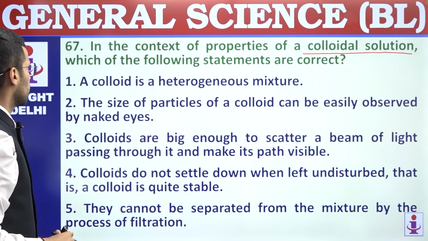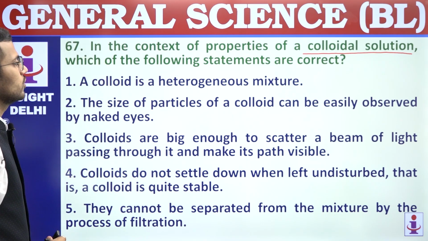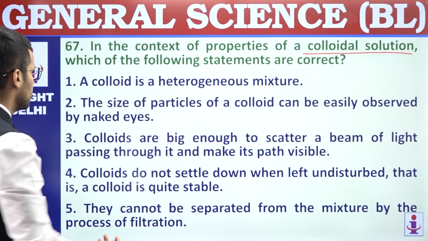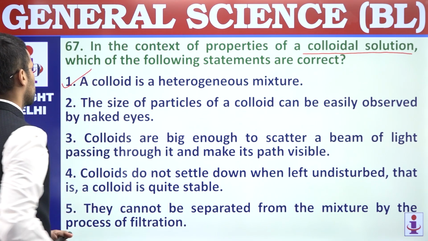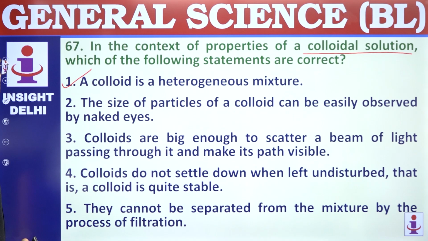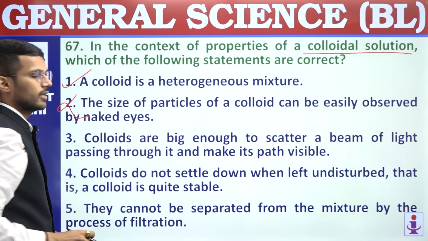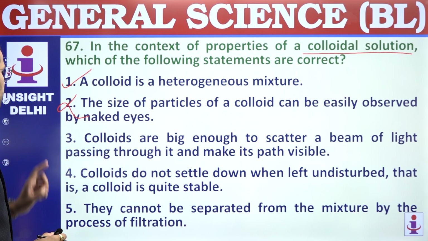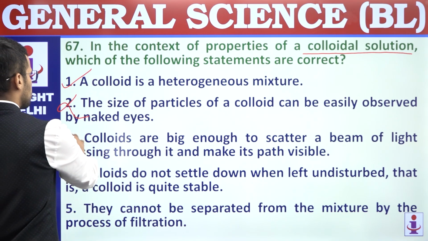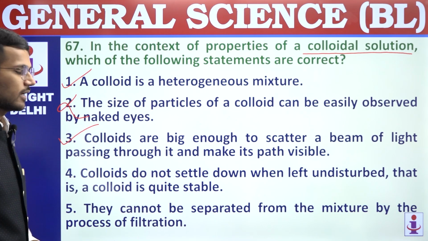First, a colloid is a heterogeneous mixture, right? So it is a heterogeneous mixture, correct property. Second, the size of particles of a colloid can be easily observed by naked eye. We cannot observe the size of the particles of a colloid, and that's why the second statement is incorrect. Third, colloids are big enough to scatter a beam of light passing through it, making its path visible. So that is a correct statement.